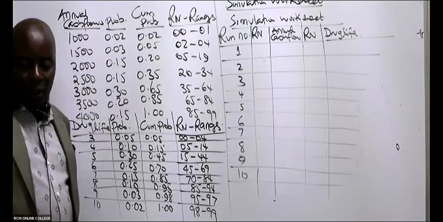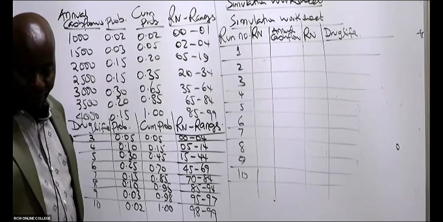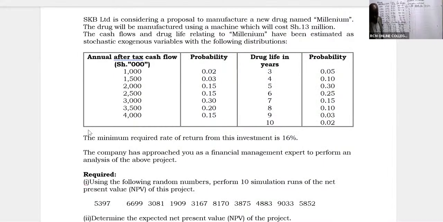And if you look at the question that we are doing here, you can see that the random numbers have been given. In the requirement, they've told me using the following random numbers. So the random numbers have been given.